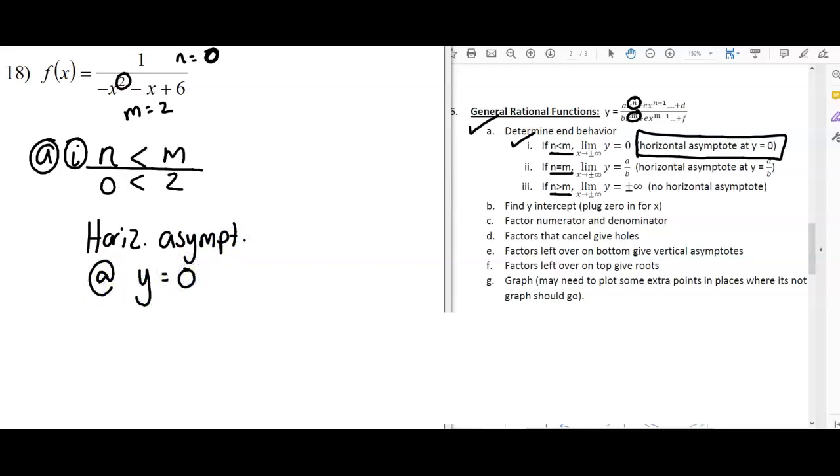Okay, so that's that. Let's go ahead and move on to the next one. Part B, we want to find our y-intercept by plugging in 0 for x. And these basically just go away, and I'm left with 1 over 6. So that's my y-intercept.